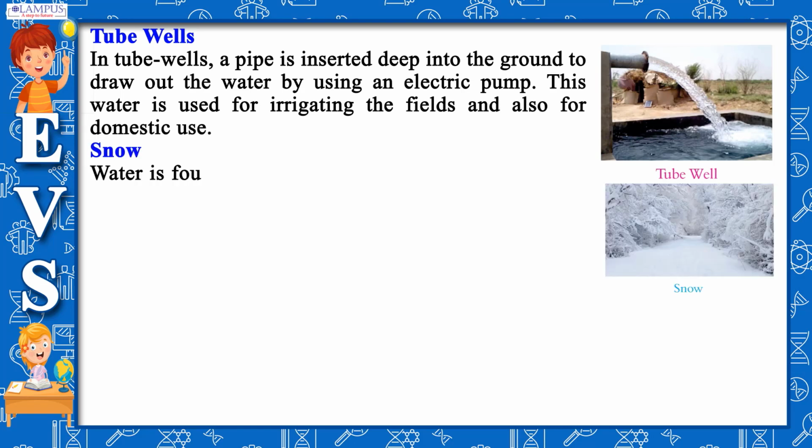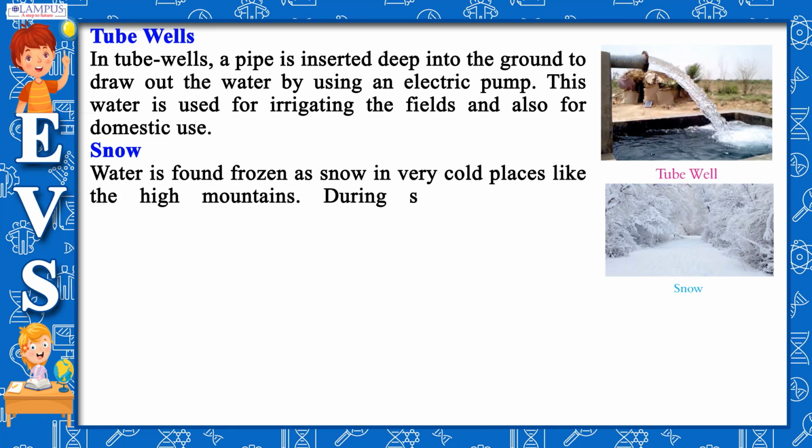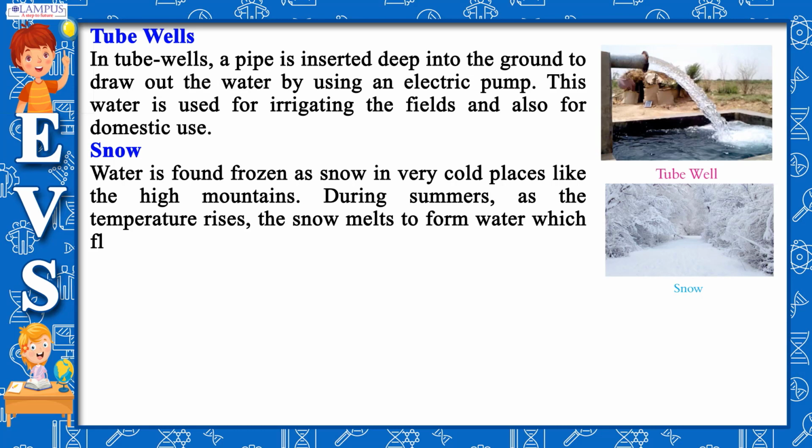Snow. Water is found frozen as snow in very cold places like the high mountains. During summers, as the temperature rises, the snow melts to form water which flows into rivers, streams and lakes.